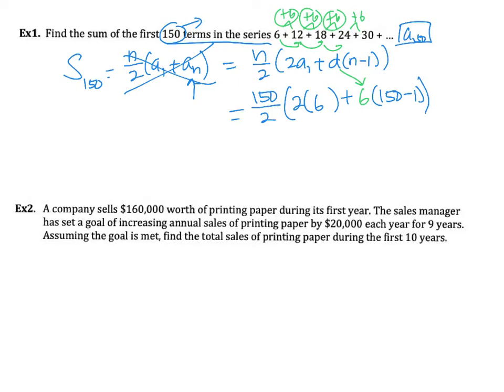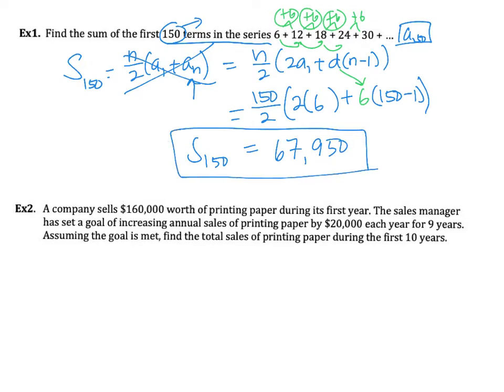Go ahead and try it. Punch it into your calculator. You should get the sum of the first 150 terms is equal to 67,950. So that is the answer you should have gotten. You can use this same strategy and try number 2 on your own and see how you do.